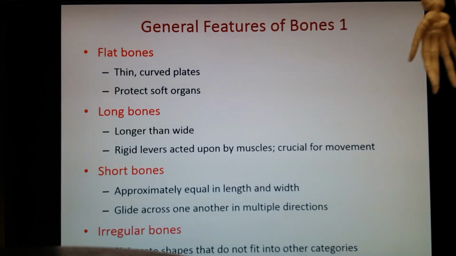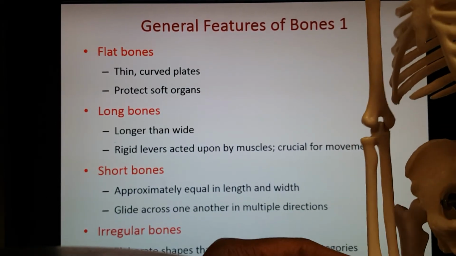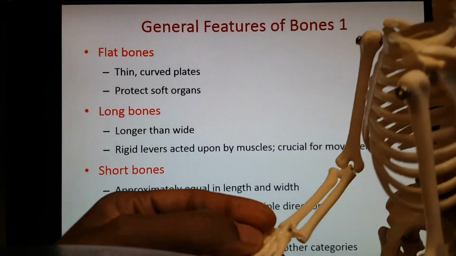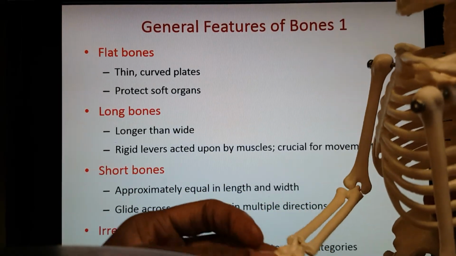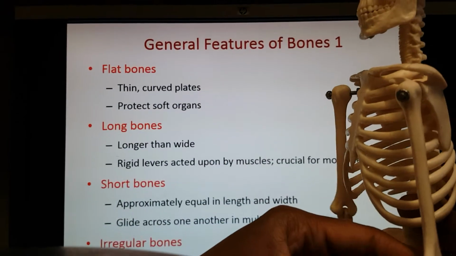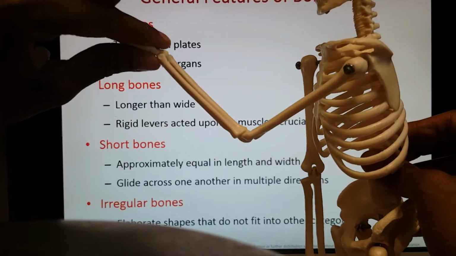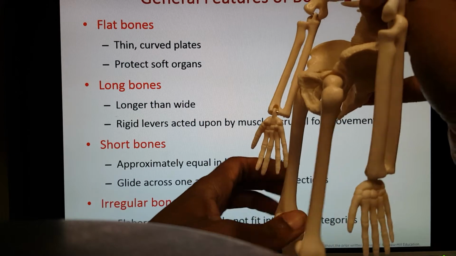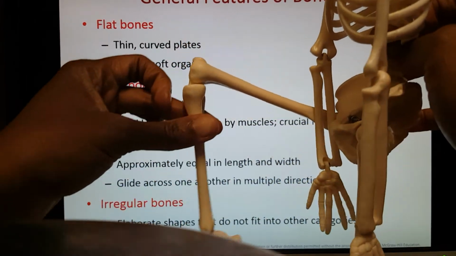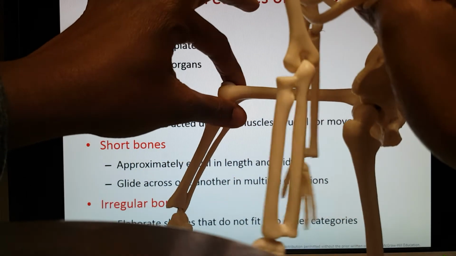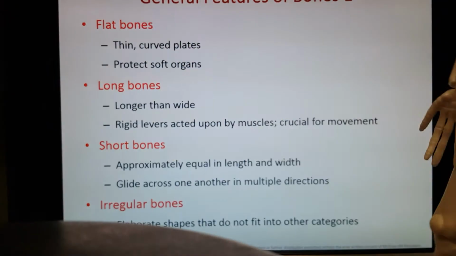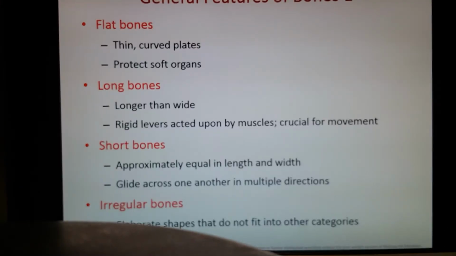Next category are your long bones. These are bones that are longer than they are wide. For example, the bones in the arm and forearm region, as well as your femur in your leg and the tibia and fibula in the lower portion of your leg.